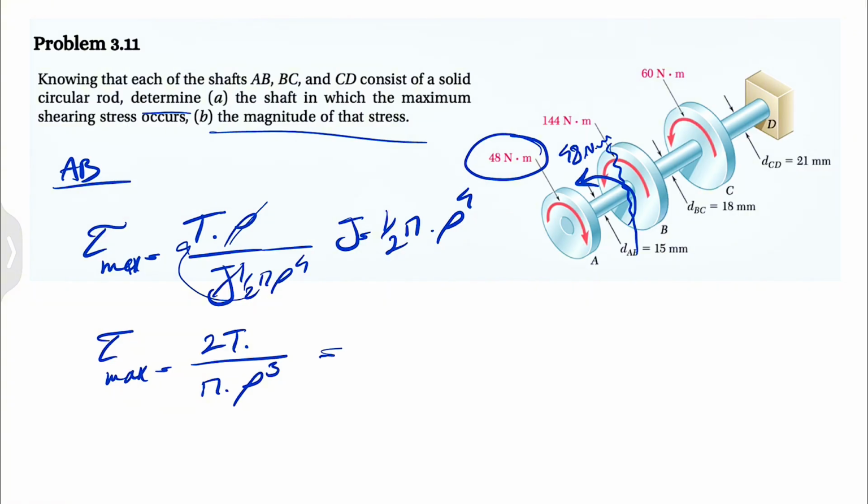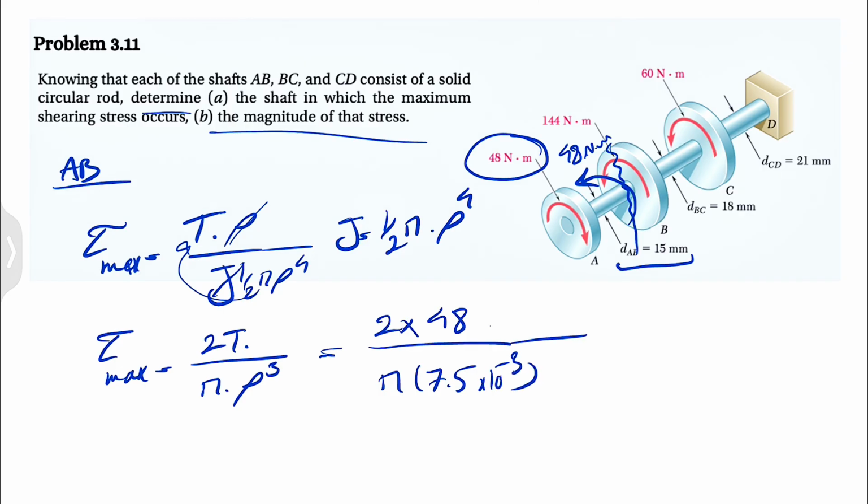So let's just figure out the first one. As we talked about, the torque in here is 48 Newton meter, over pi, and the radius, we have the information, it's 15 millimeter. That's the diameter, and we need to divide that by 2. So 7.5 millimeter, and we're going to do 10 to the minus 3 in order to get the units consistent. We have Newton meter in the numerator, so all to the power of 3, and that's going to give us the first shearing stress.